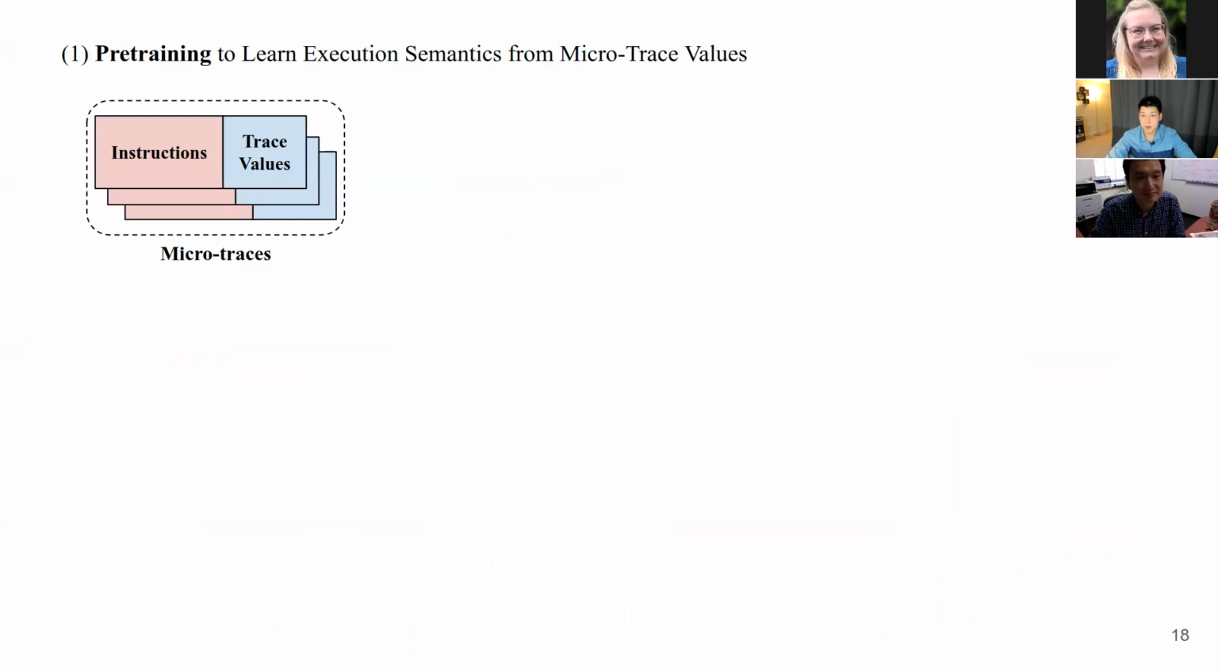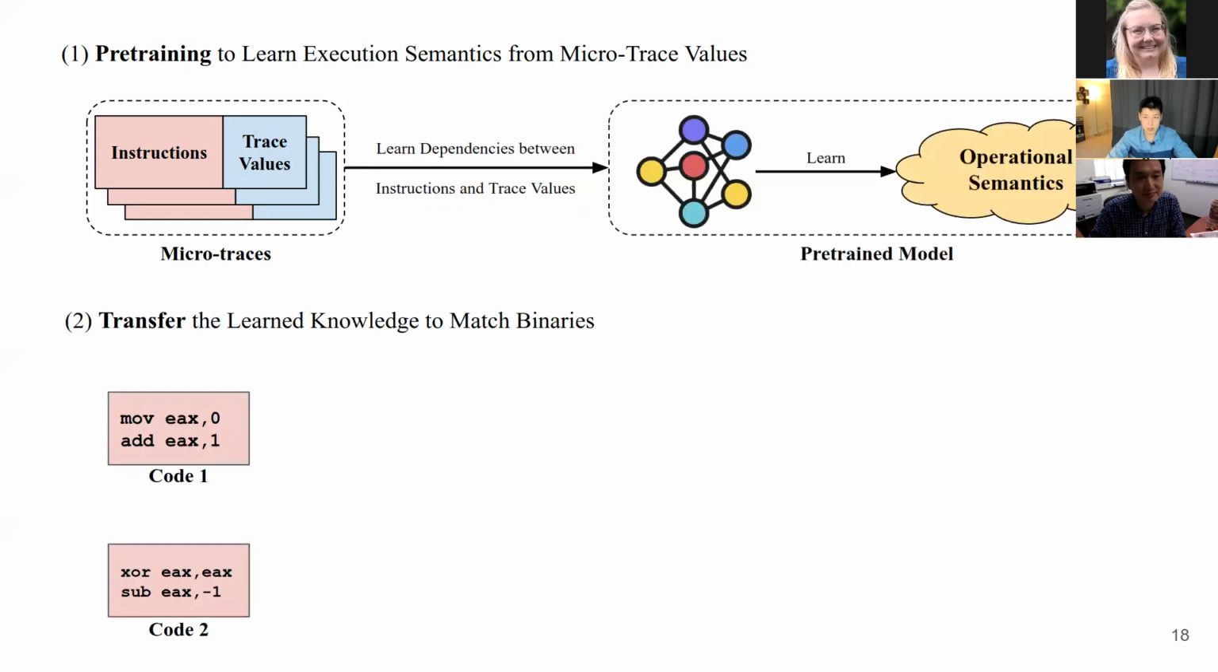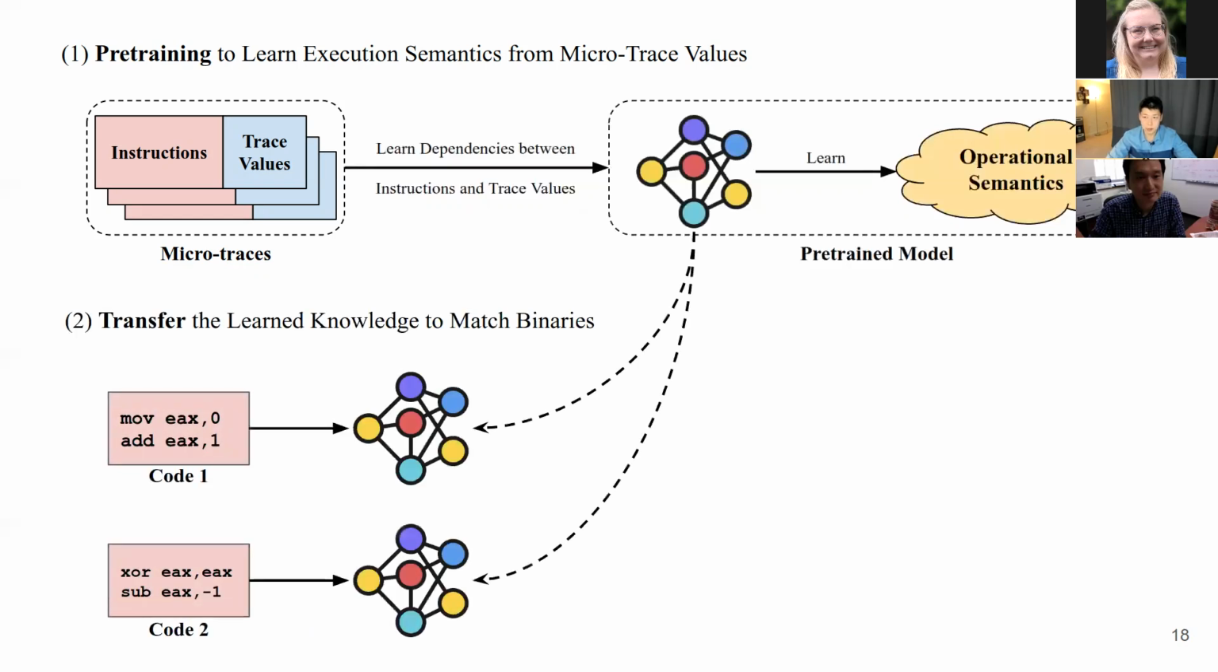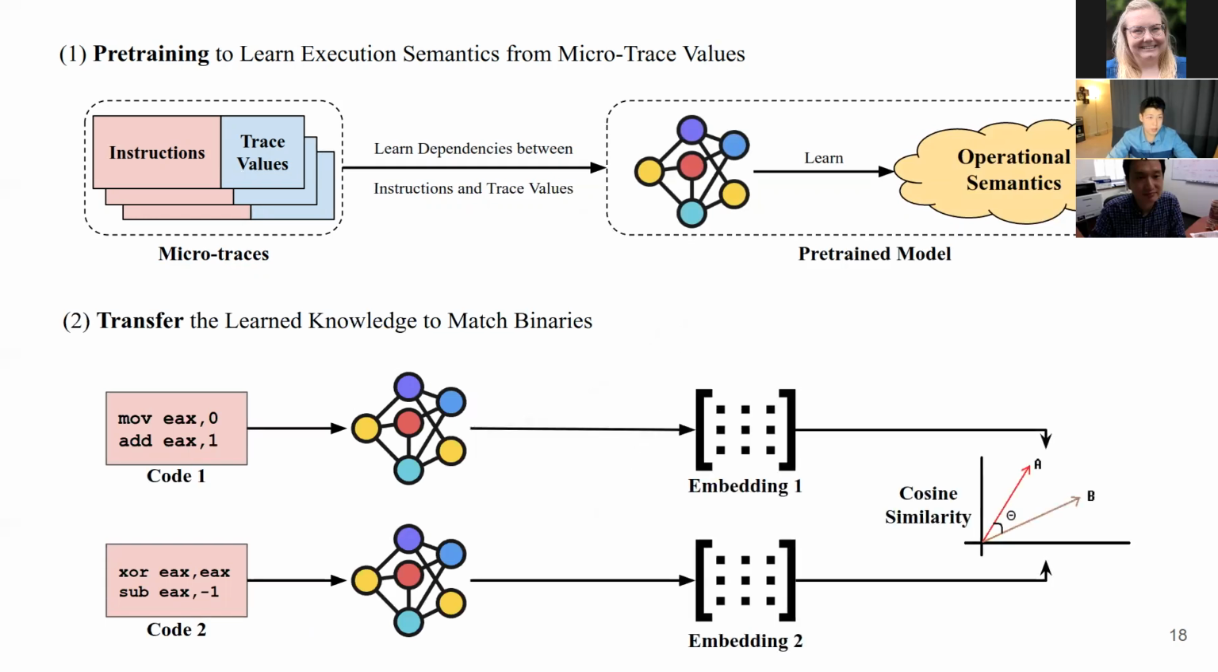The key idea of Tracks, as described previously, is to first pre-train a neural network on a large number of binary code and their execution traces to observe the execution effect of each instruction and their combination. Then we transfer such knowledge by fine-tuning the pre-trained model to encode the actual binary code into embeddings and match the similarity between their embedding vectors.